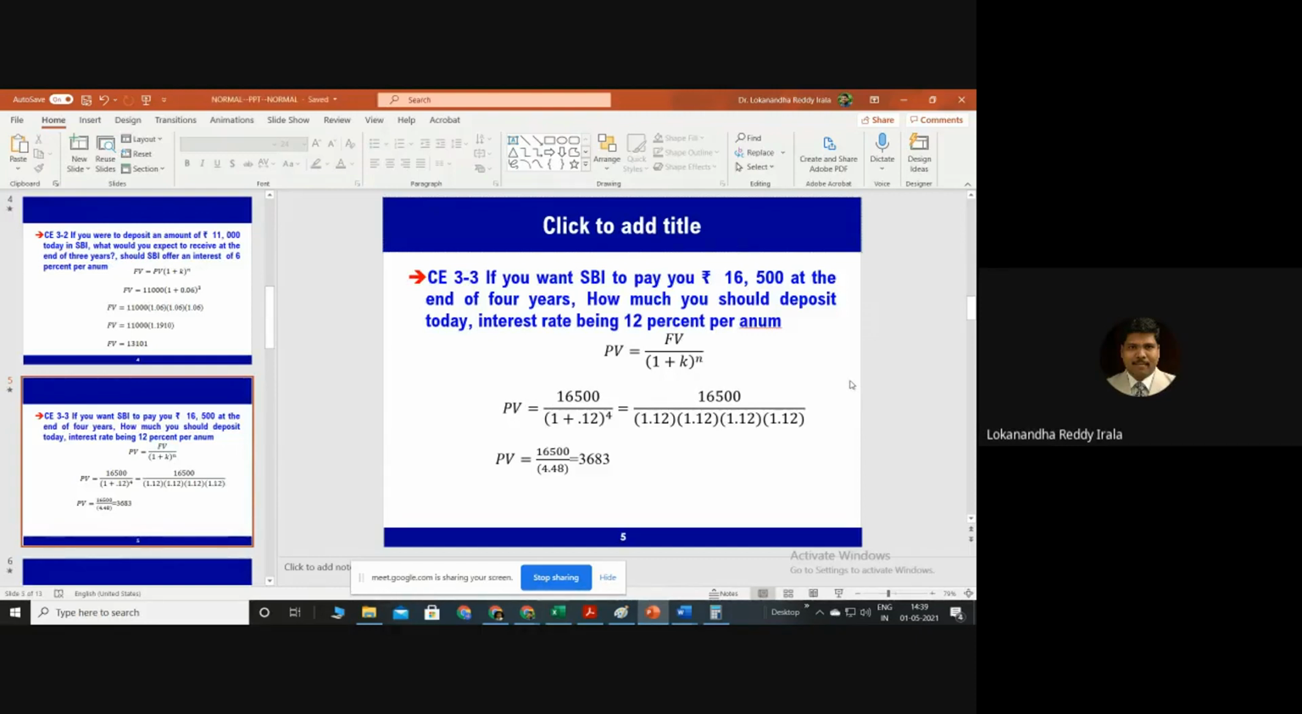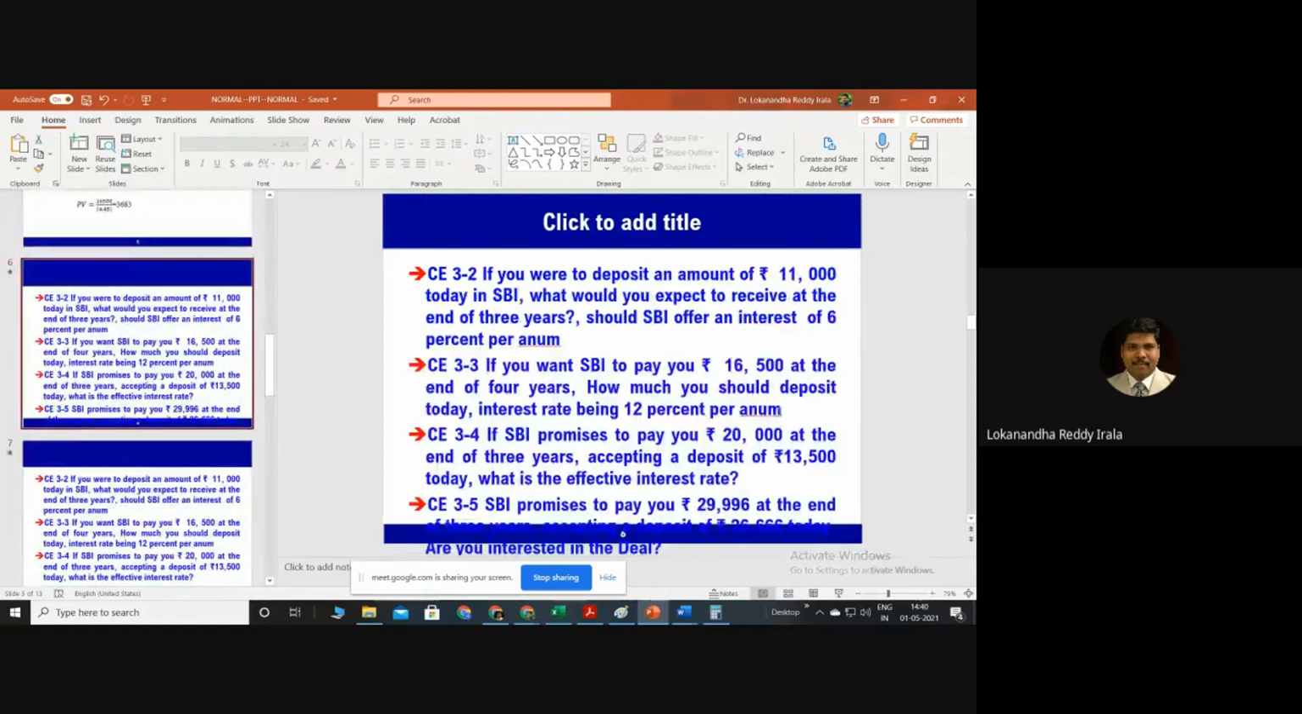So now you are equipped to find out the future value if you are given the present value using the formula future value is equal to present value into 1 plus k whole to the power of n. And you can find out the present value if you know the future value using the same formula rearranged: present value is equal to future value divided by 1 plus k whole to the power of n. Simple, straightforward. Any questions? No, sir. Then let's move on to our question number 4.